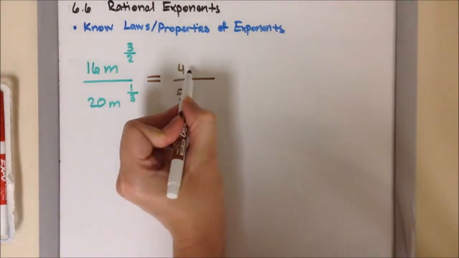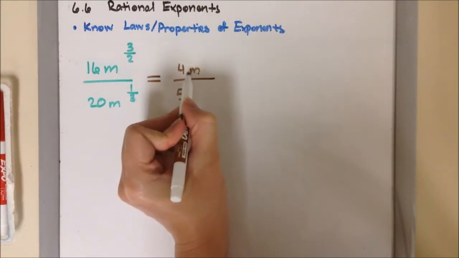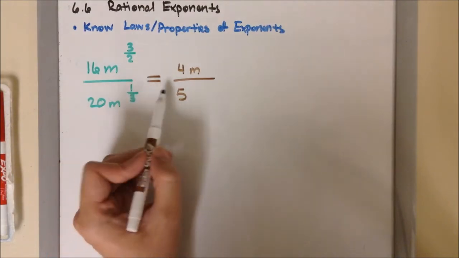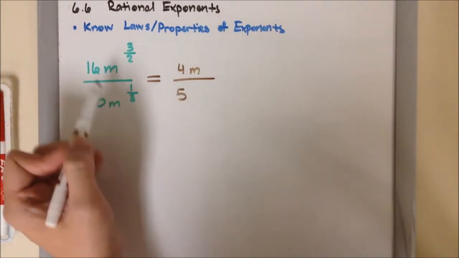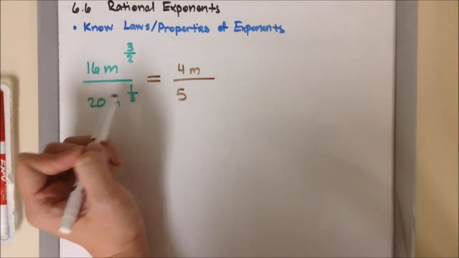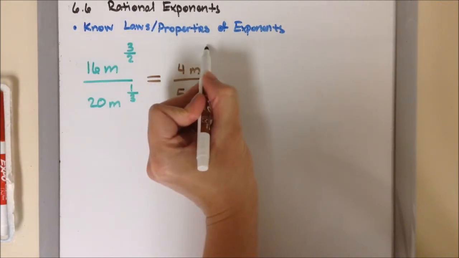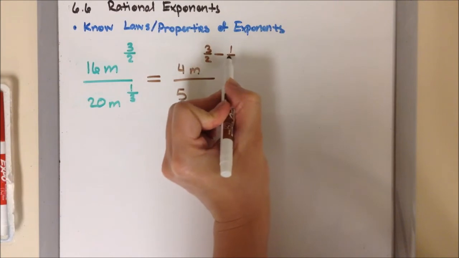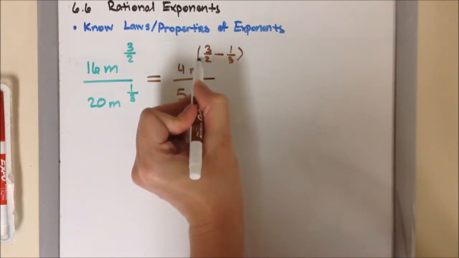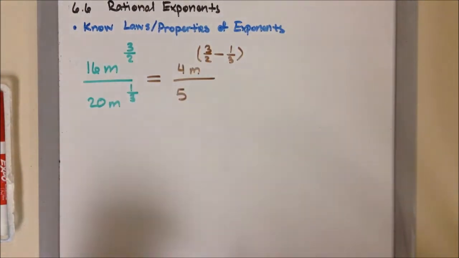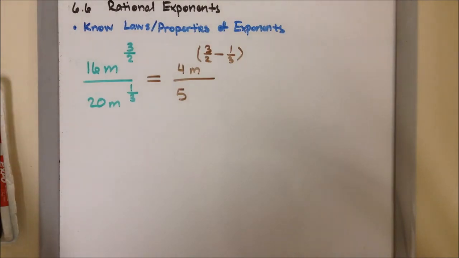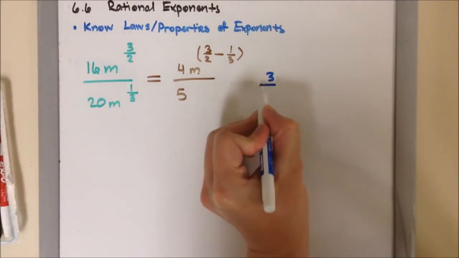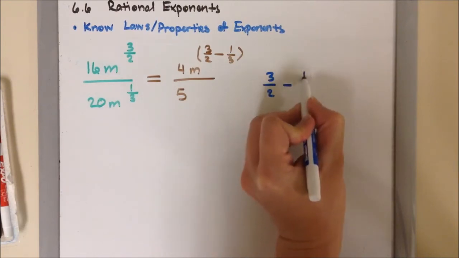And then I'm going to have my m on the top since I'm going to combine the exponent together. So, since it's dividing, it's going to be top exponent minus bottom exponent. So 3 over 2 minus 1/3. Alright, I'm going to do the fraction work over here. So 3 over 2 minus 1/3.